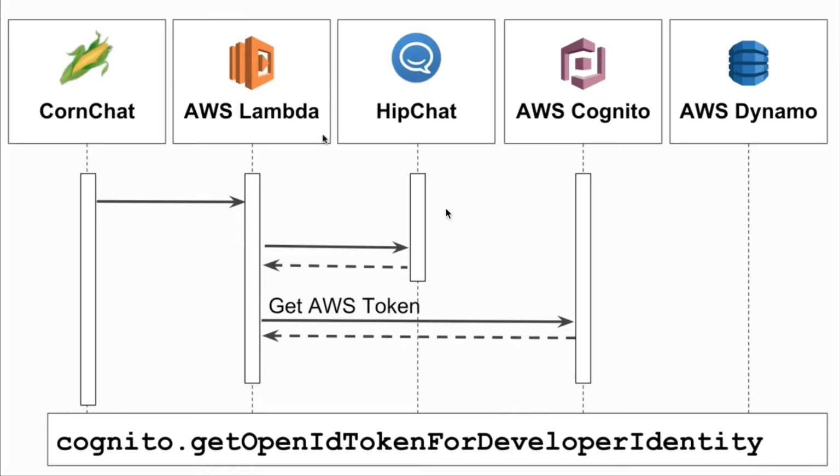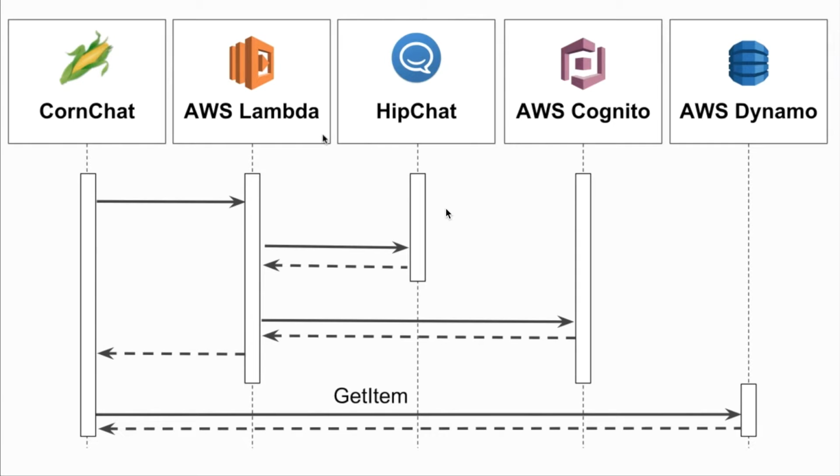I'm now going to go ask AWS Cognito, could you get me an AWS token, just a temporary one, maybe an hour long. Give me a token that has access to that DynamoDB. Pass it back to CoreChat. CoreChat's like, great, cool. Now I can go and hit AWS DynamoDB. I'm authenticated, and now I know I'm a legitimate HipChat user. Cool.